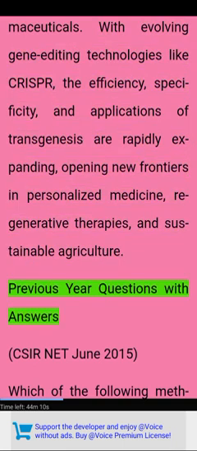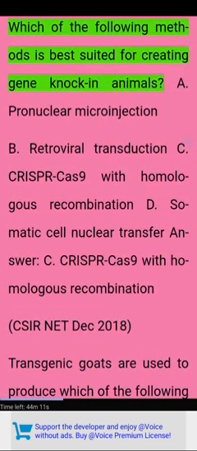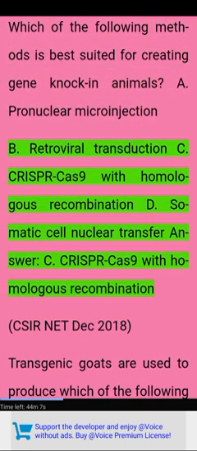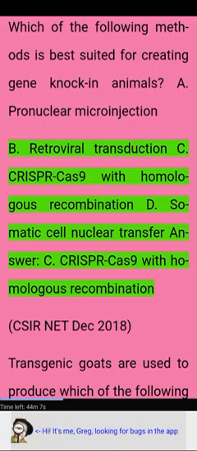Previous year questions with answers. CSIR NET June 2015. Which of the following methods is best suited for creating gene knock-in animals? A. Pronuclear microinjection. B. Retroviral transduction. C. CRISPR-Cas9 with homologous recombination. D. Somatic cell nuclear transfer. Answer: C. CRISPR-Cas9 with homologous recombination.